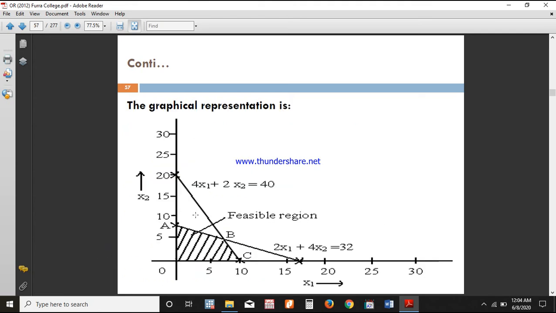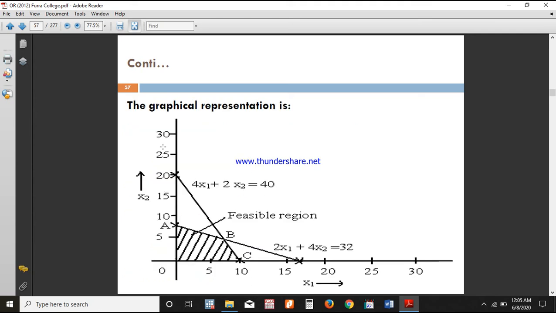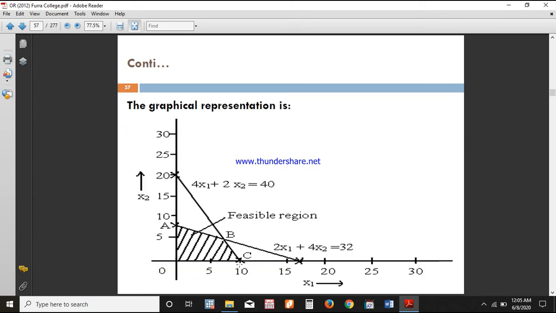Therefore, now you can graph. This is x1, whereas this one is x2. And now you can graph these constraints. Therefore, when x1 is 10, x2 is 20. For the second constraint, when x1 is 16, x2 is 8.